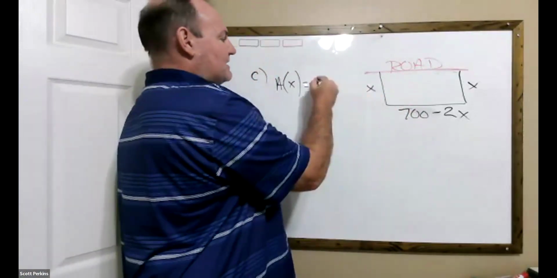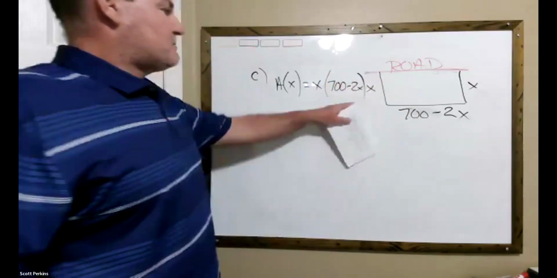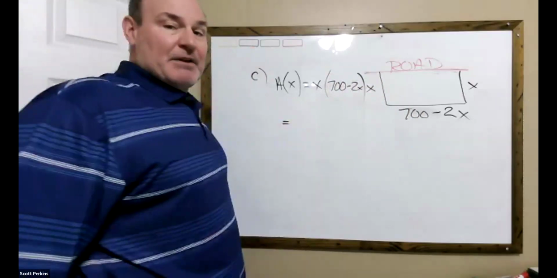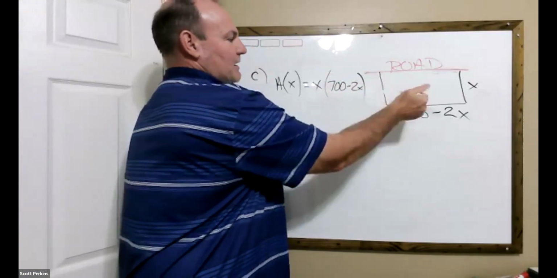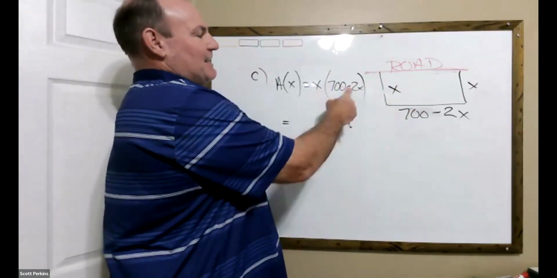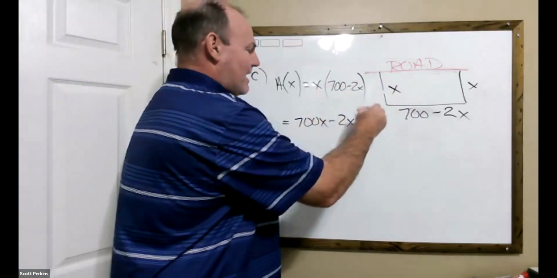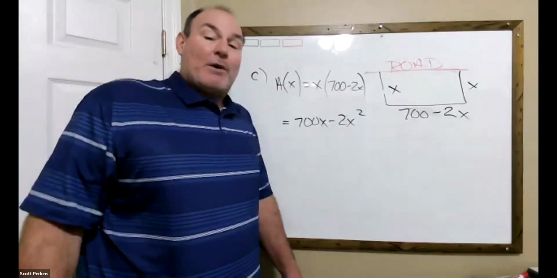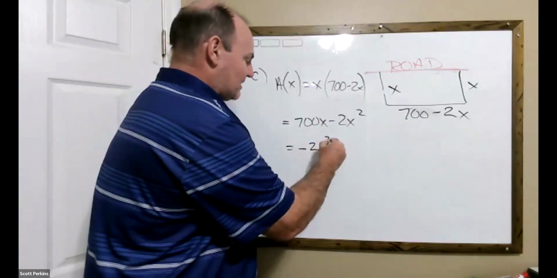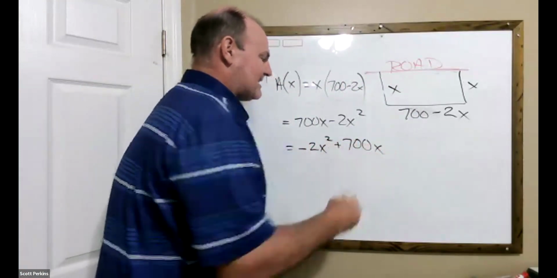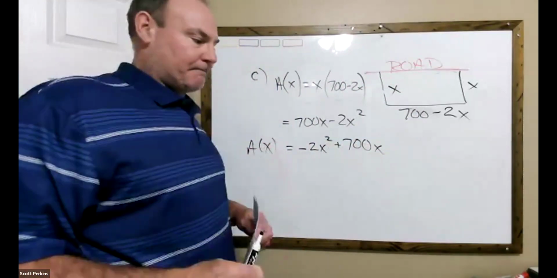So I'm going to take x, I'm going to multiply it by 700 minus 2x, and there's my function for the area. I'm going to distribute. This x right here is the dimension. I'm going to erase that because that looks confusing. I'll put it inside right here. So I've got x times 700 minus 2x. That's 700x minus 2x squared. And just because in a moment we are going to have to do things with this, I'm going to write it in descending order. So I've got minus 2x squared plus 700x. That is my area function, A of x.